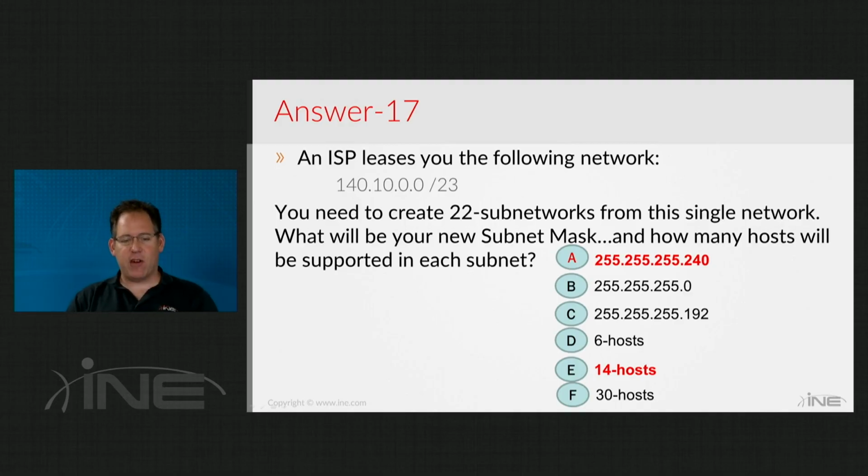So if I take 5 bits and add it to a /23, 23 plus 5 is a /28. And with a /28, that'll give me the first subnet mask: 255, 255, 255, that gives me 24 bits, and then 240. If I draw that on here, that's 1, 1, that's 224 plus 1. So that gives me my 28 bits.